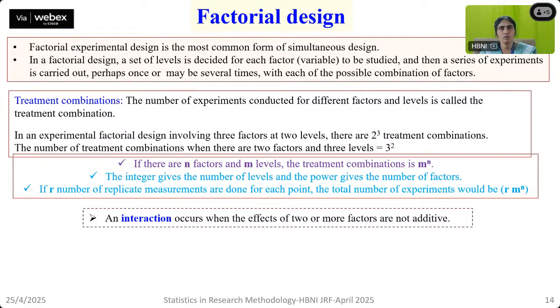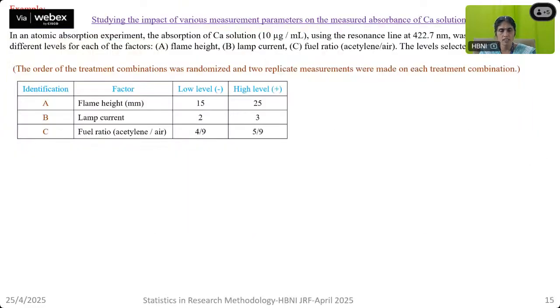And if two factors have some correlation, they are interacting with each other and affecting the final outcome in a different way, then we say that there is an interaction between the factors. That will be clear once we discuss a real worked out example.